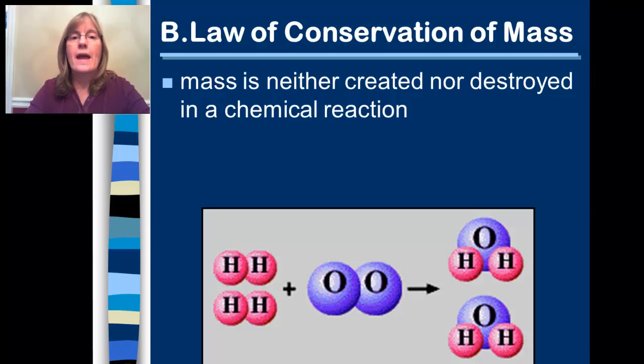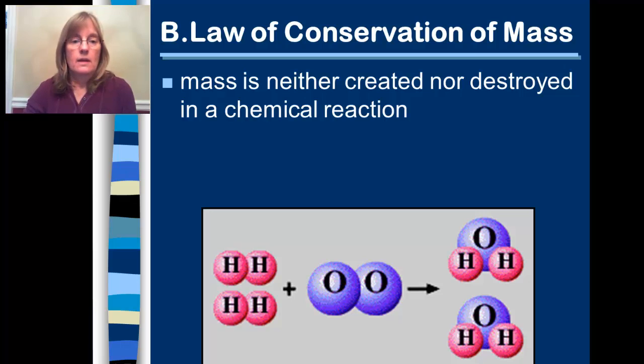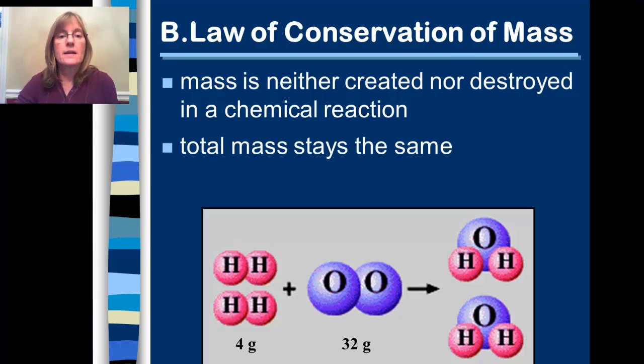Now, when we have a chemical reaction, it has to observe the law of conservation of mass. You can't have atoms poof appear, and when a chemical reaction takes place, none of the atoms poof disappear. For example, if you look on the screen here, you have two molecules of hydrogen. You have two molecules of oxygen. They are reacting together. The total mass on one side has to equal the mass on the other side. The total mass always stays the same.